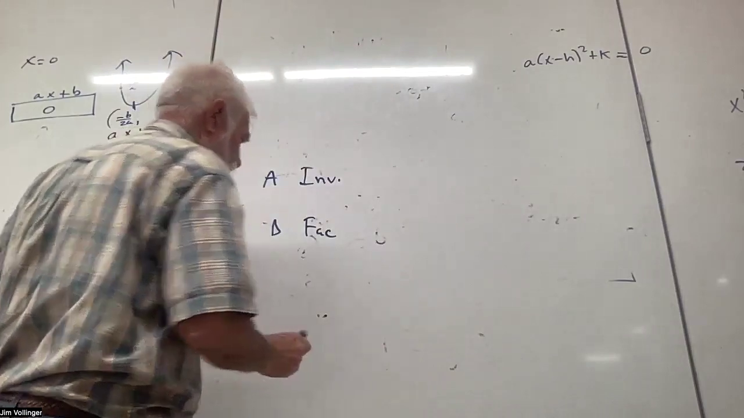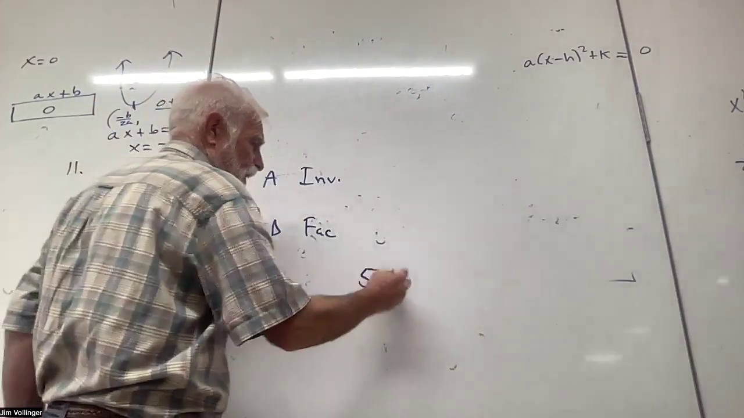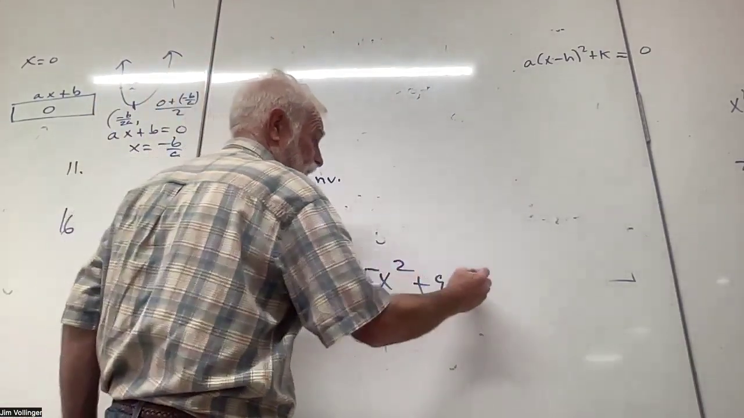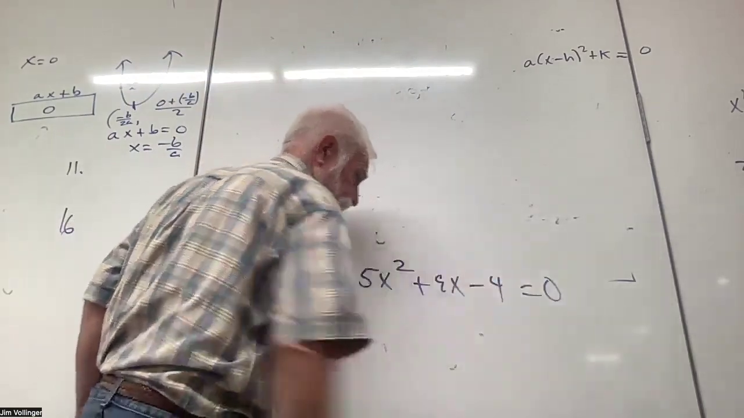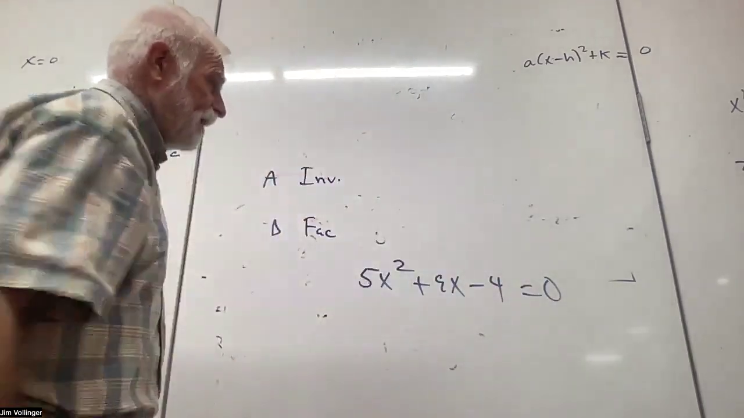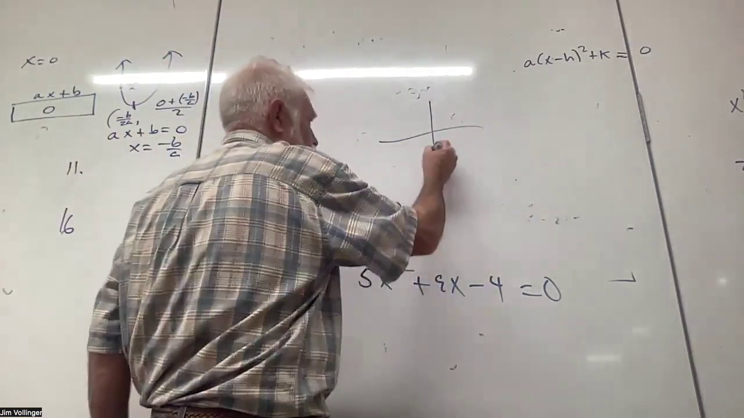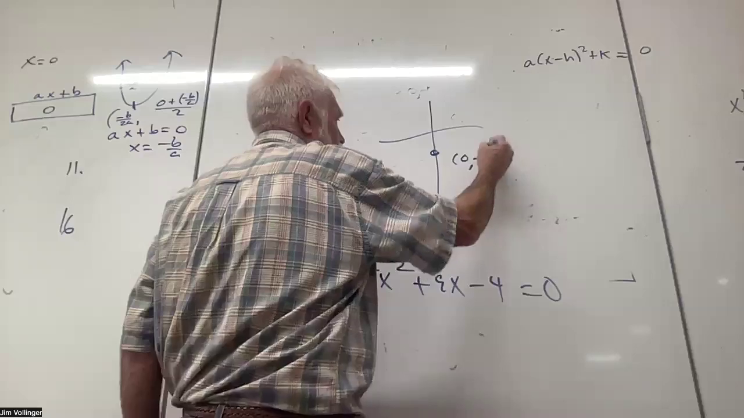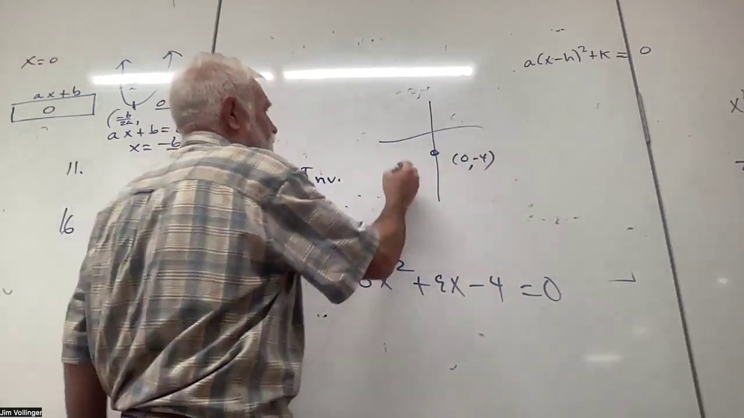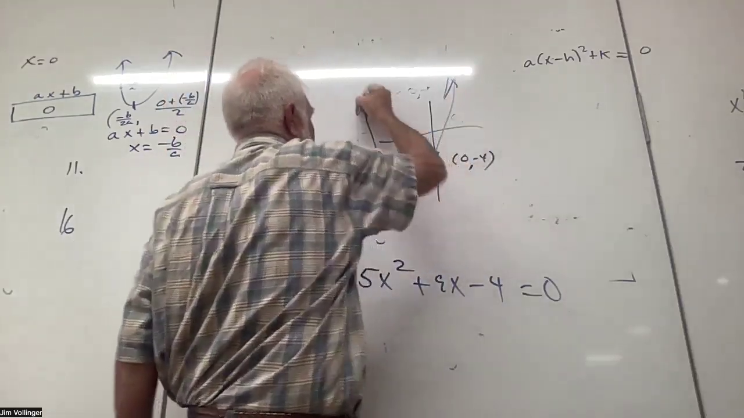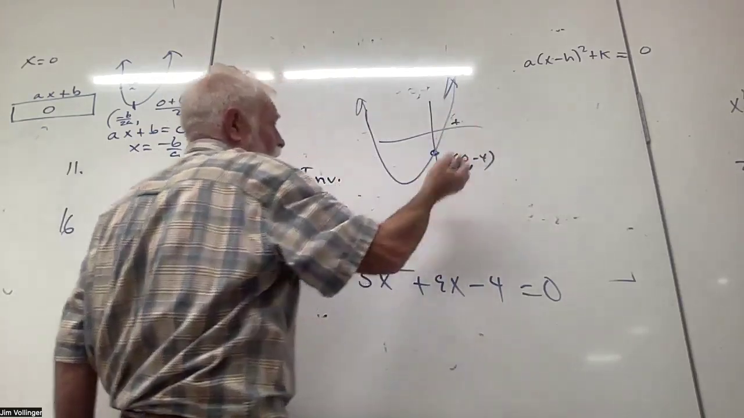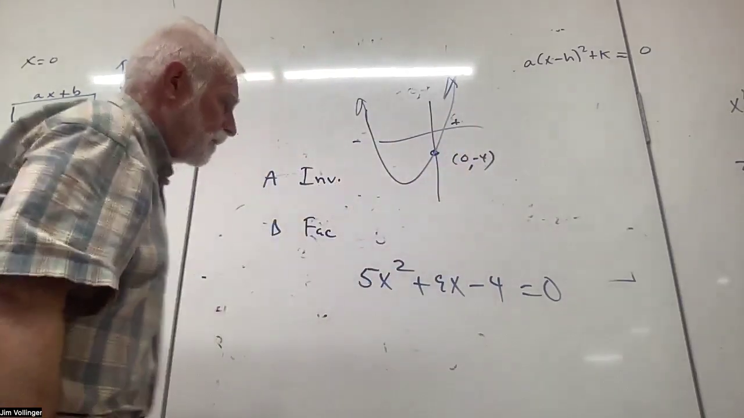So let's see, what do we got for type C? Let's go. 5x squared plus 9x minus 4 equals 0. Okay, I know that has 2 real roots. How do I know that? Because if I put a 0 in, I'm at -4, and I know that it's cup shape up. So I've got one answer that's small positive, smaller positive than its negative counterpart.